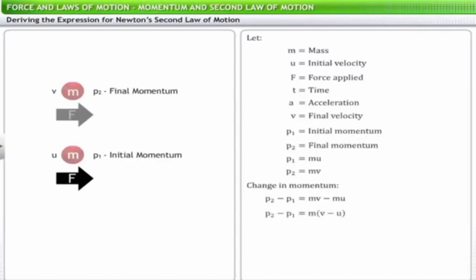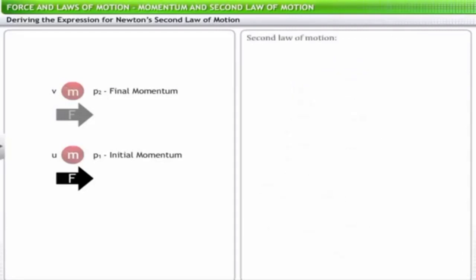The rate of change of momentum is the ratio of change in momentum to time. That is, m(v - u)/t. According to Newton's second law of motion, the rate of change of momentum is proportional to the force applied. This gives us the relationship F is proportional to m(v - u)/t. The acceleration a of the ball is the ratio of change of velocity (v - u) to time t. Hence, we can write this relationship as F is proportional to ma.